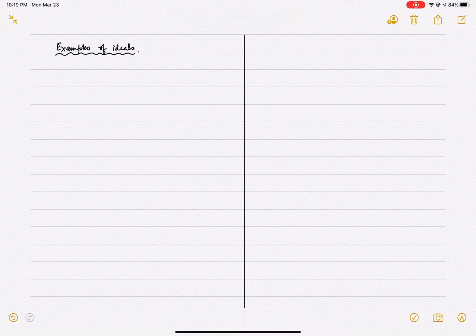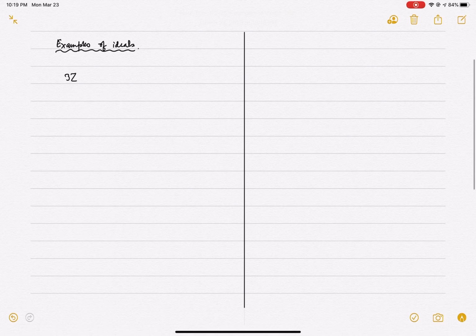Okay, let's write down some examples of ideals. Pretty much the only ones that I wrote down explicitly are these principal ideals, things like 3Z, all multiples of 3. And in Z, these are the only kind of ideals after all. So I want to write down some more examples like this.